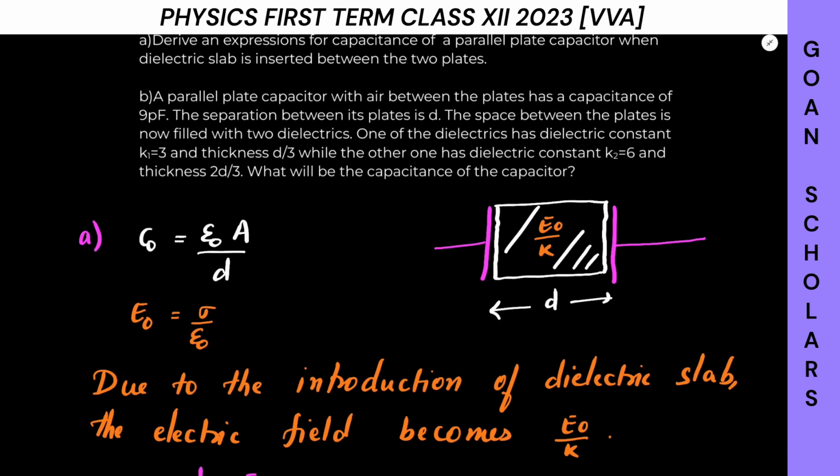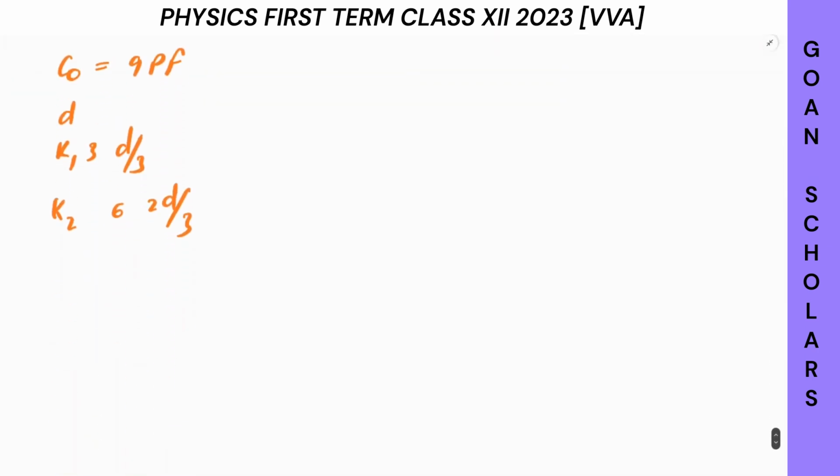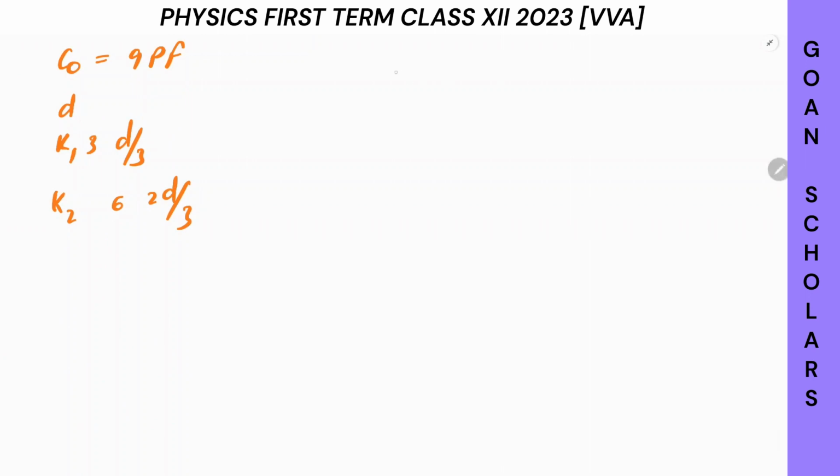Let me read it once again for you. A parallel plate capacitor with air between the plates has a capacitance value of 9 picofarad, which is the initial capacitance. The separation between its plates is D. The space between the plates is now filled with two dielectrics. One of the dielectrics has dielectric constant 3 and thickness D by 3, while the other one has dielectric constant 6 and thickness 2D by 3. What will be the capacitance of the capacitor? In case you have not understood, let's see here. Now, this is quite important. So you have a parallel plate capacitor.